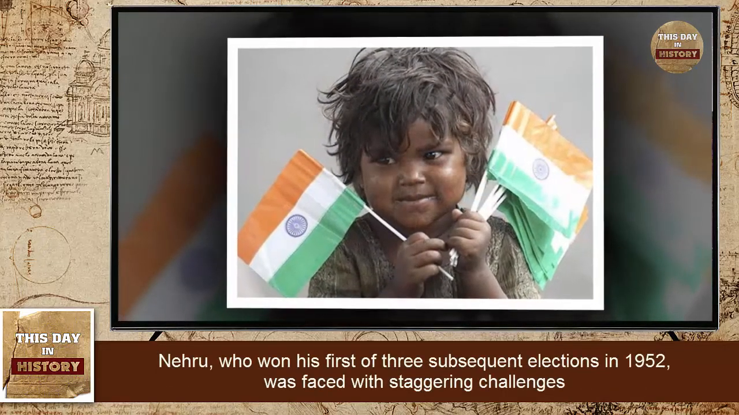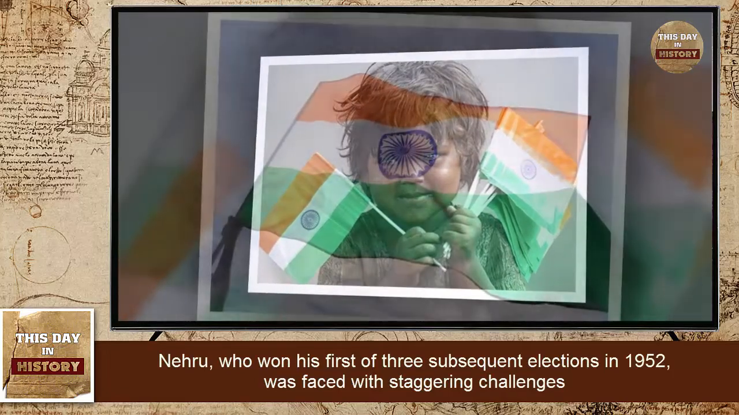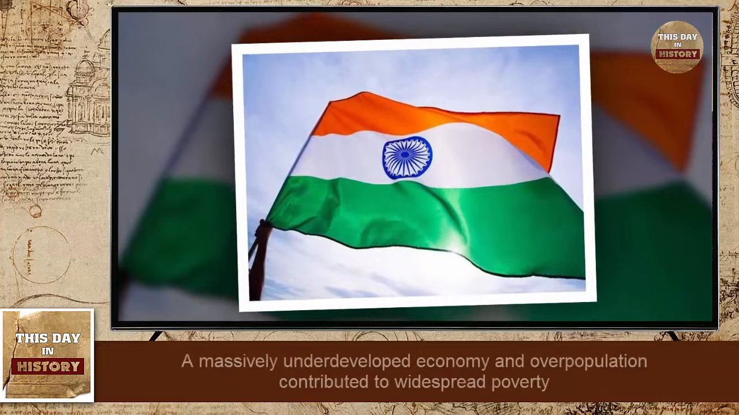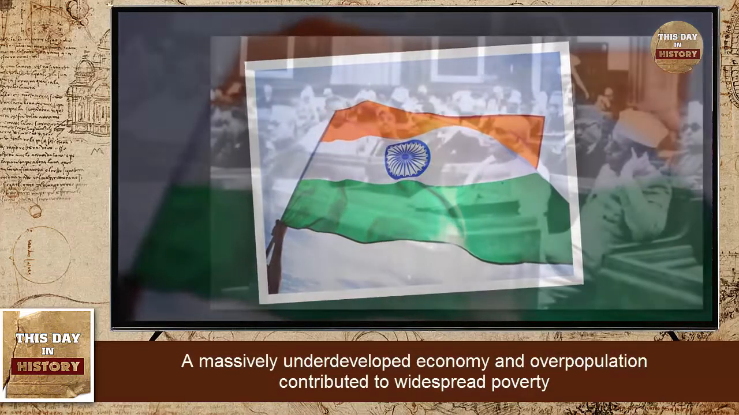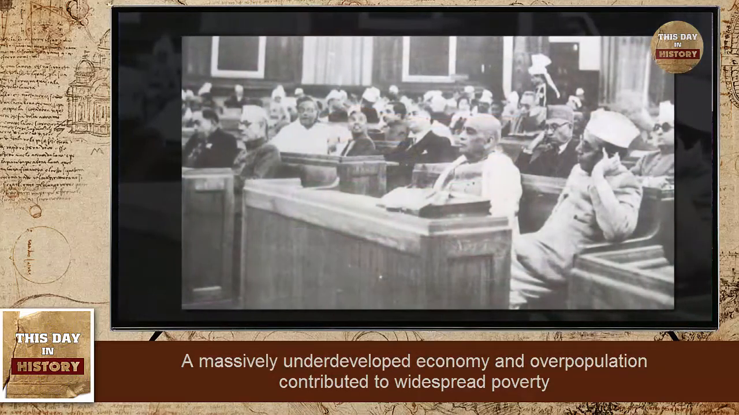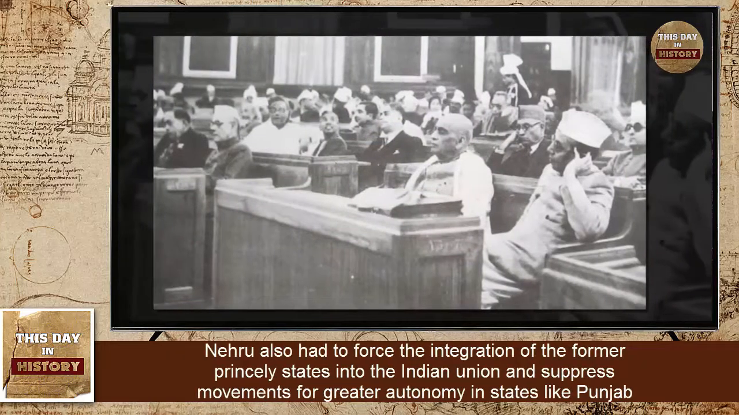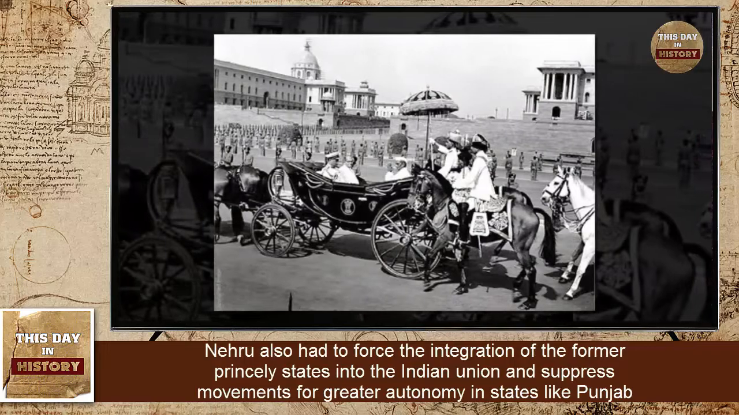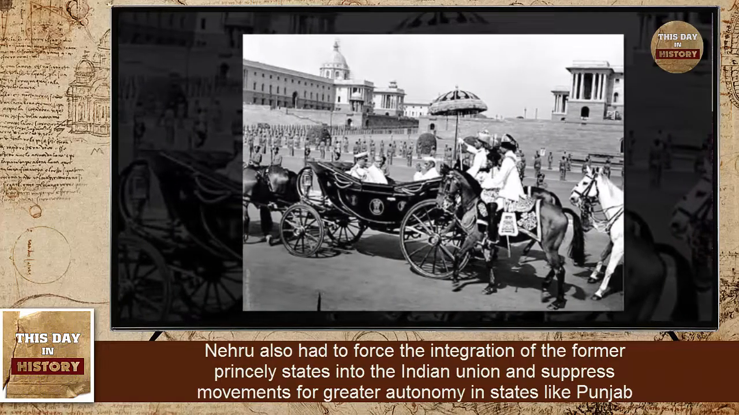Nehru, who won his first of 3 subsequent elections in 1952, was faced with staggering challenges. A massively underdeveloped economy and overpopulation contributed to widespread poverty. Nehru also had to force the integration of the former princely states into the Indian Union and suppress movements for greater autonomy in states like Punjab.